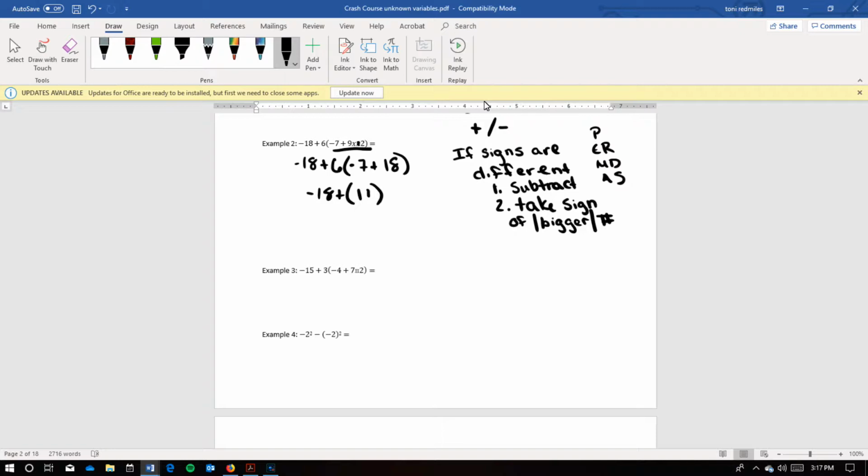Now, what if they are the same sign, which I don't have in this problem? I'm just going to put it down there, and we'll talk about it in a minute.